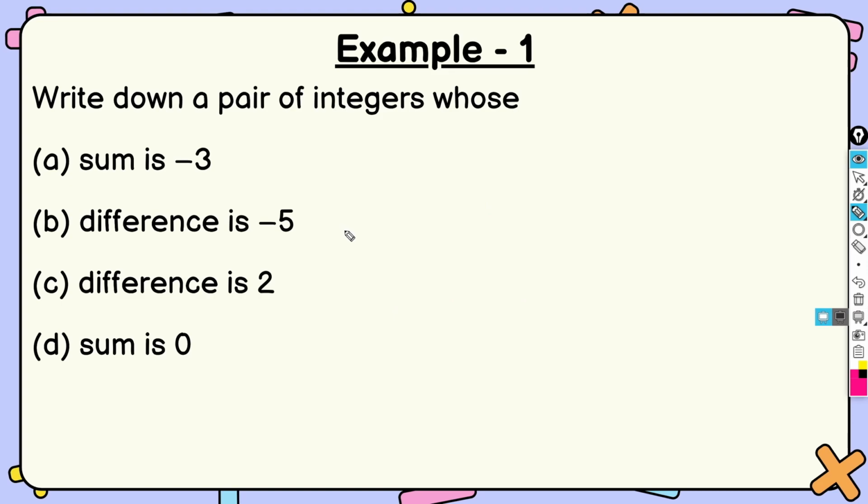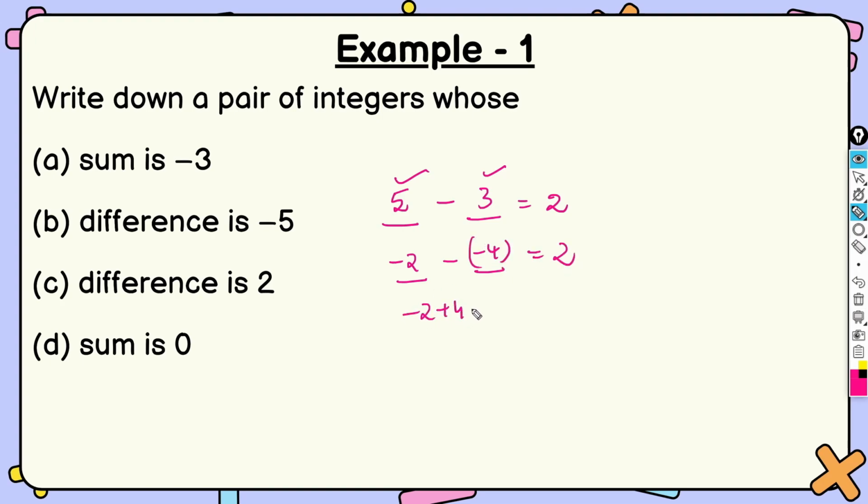Write down a pair of integers whose difference is 2. So if you take 5, 5 minus 3 is equal to 2. So 5 and 3 are integers. Similarly, if you take minus 2 and minus of minus 4, this will become 2. See, minus 2 minus minus 4 is plus 4, minus 2... this is equal to 2. And minus 2 and minus 4 are the two integers whose difference becomes 2.